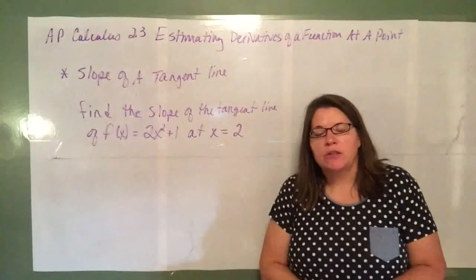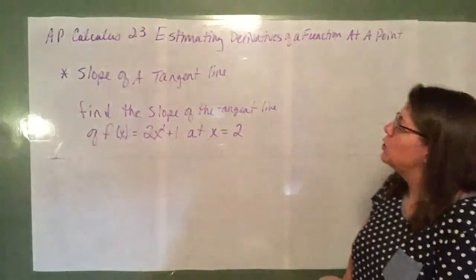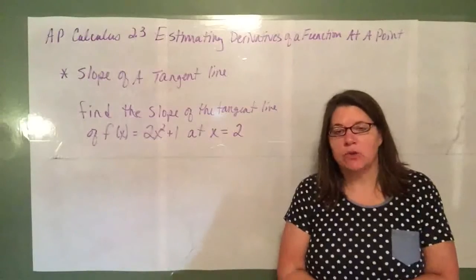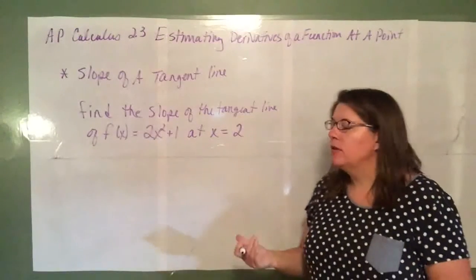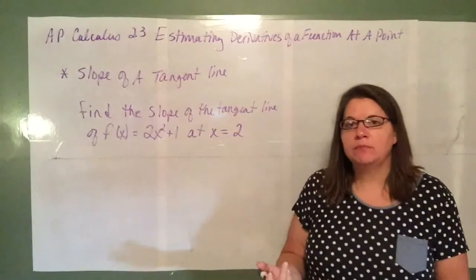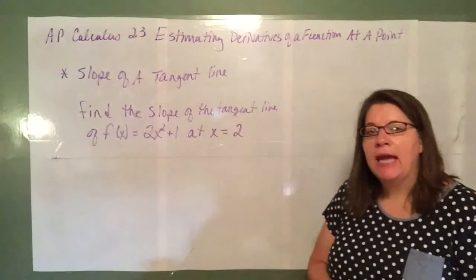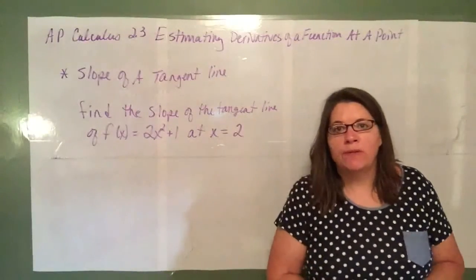This is AP Calculus 2-3. We are going to estimate derivatives of a function at a point. So what they're going to give us here is a function, and they're going to ask us to find the slope of the tangent line at a specific point on that function.